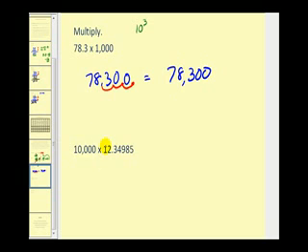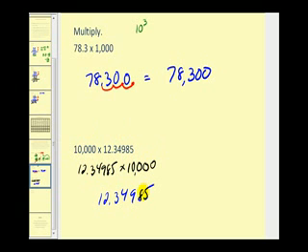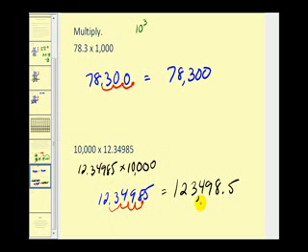On the second example, again, we can change the order of this product. In this problem, we'll take advantage of the commutative property of multiplication and change the order. So now we can just take 12.34985 and move the decimal place to the right 4 places because there are 4 zeros in 10,000. So 1, 2, 3, 4. The decimal point will be between the 8 and the 5. And we should rewrite this. It'll be 123,498 and 5 tenths.